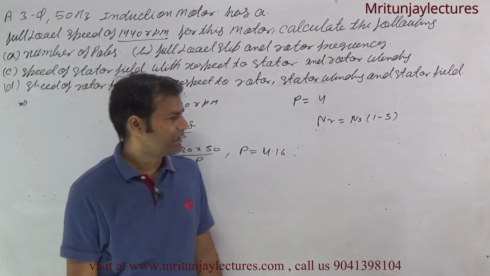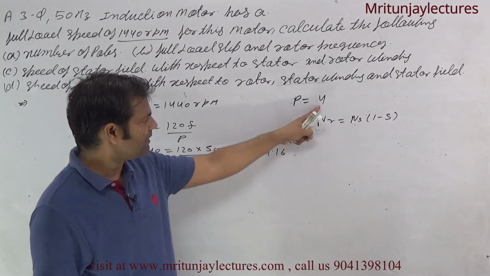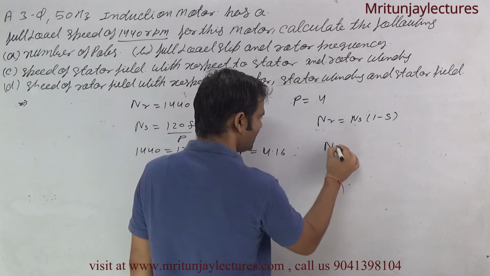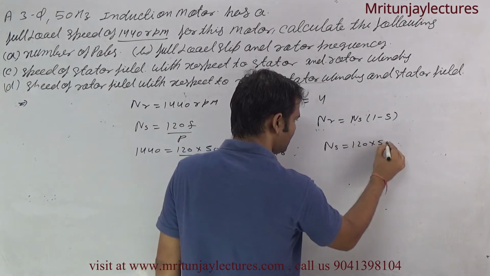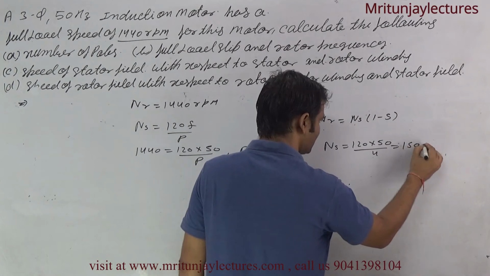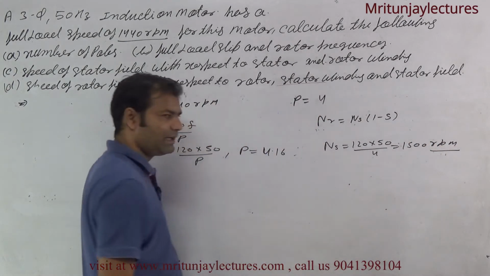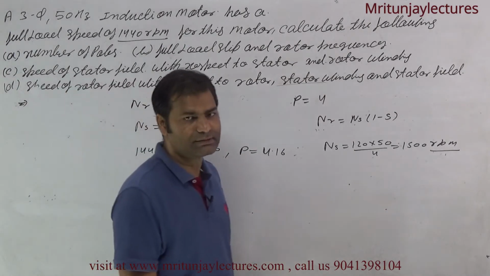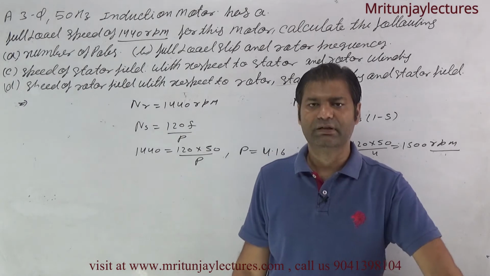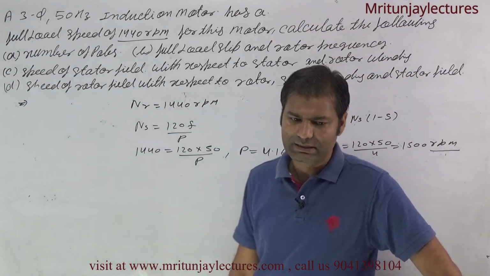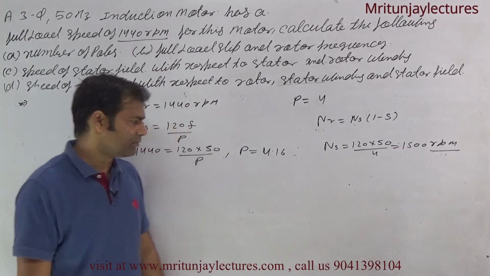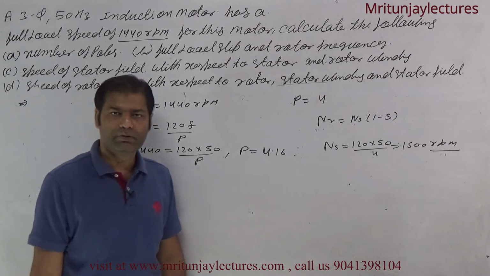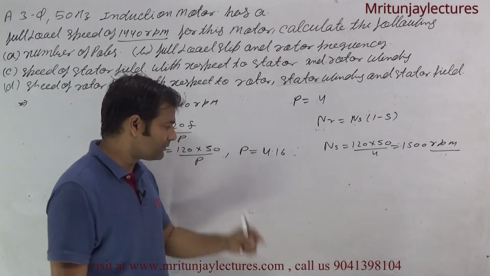And second, if the number of poles corresponding to this question is 4, what about Ns? 120 F, 50 Hz divided by 4, that is 1500 RPM. Clear? I am saying Nr is always closer to Ns for motoring mode, or you can say for an induction motor. So P is equal to 4, that is a 4 pole motor.